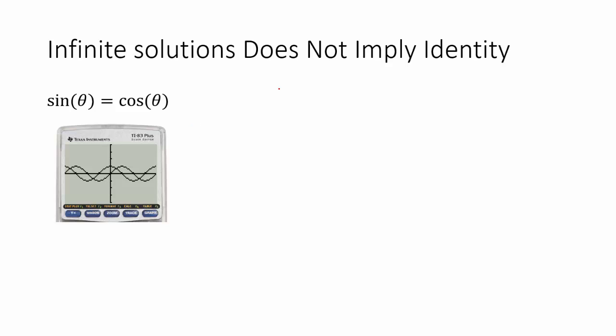Now, this equation does have solutions. If theta is pi over 4, the sine of pi over 4 and the cosine of pi over 4 are both root 2 over 2. So if theta is pi over 4, that's a solution to this equation. And if I add any integer multiple of pi to pi over 4, all of those infinite solutions are solutions to the equation.